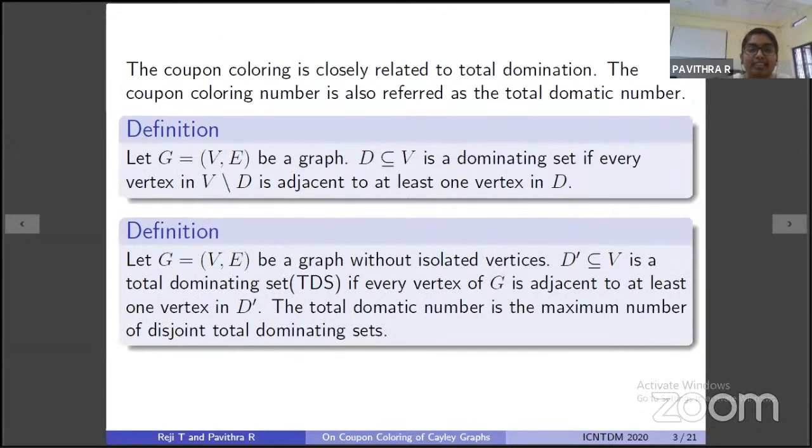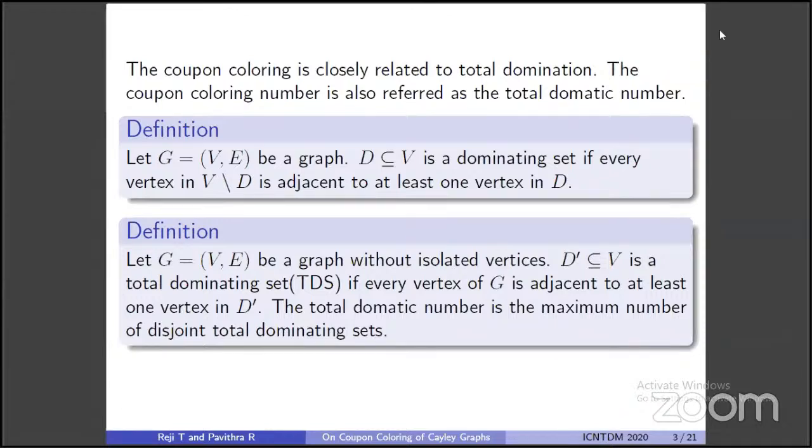I have already said that a total domination is different from domination. It is a stronger condition. That is a total dominating set: every vertex of G must be adjacent to at least one vertex of D. That is, if D dash is a total dominating set, then any vertex of D dash must also have a neighbor in D dash itself. So that is why we are getting an improper coloring.